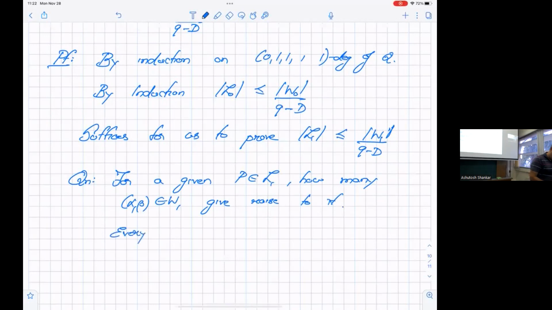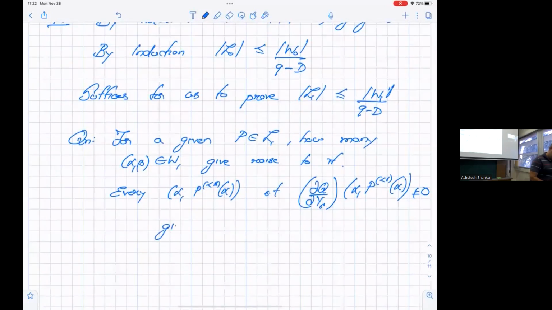Every alpha, rather every alpha p less than s of alpha such that dou q by dou y s star at alpha p less than s alpha is non-zero gives rise to this. How many such cases are there? This is a polynomial of degree at most capital D. We are evaluating at points, and therefore there are at least q minus d cases where it is non-zero. For every one of those cases, we are going to extract. That's the whole thing.